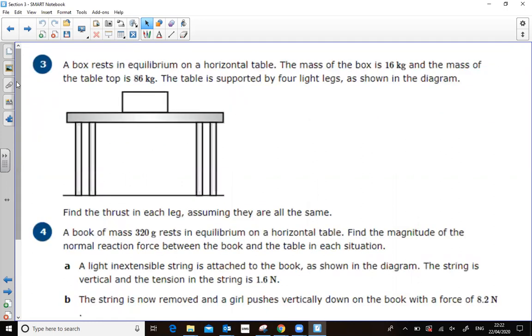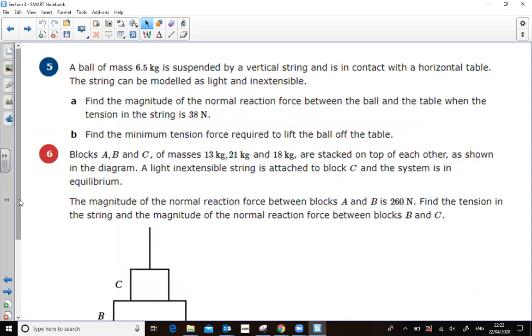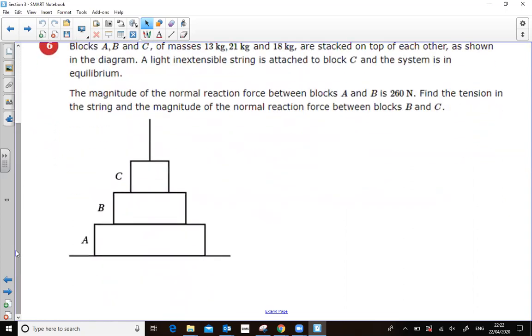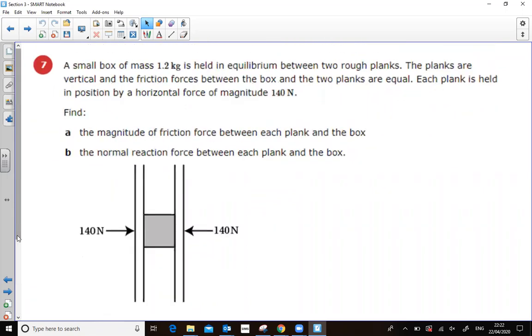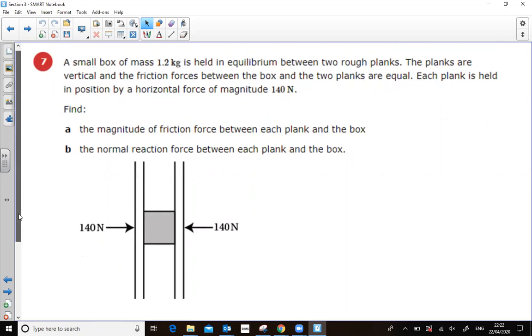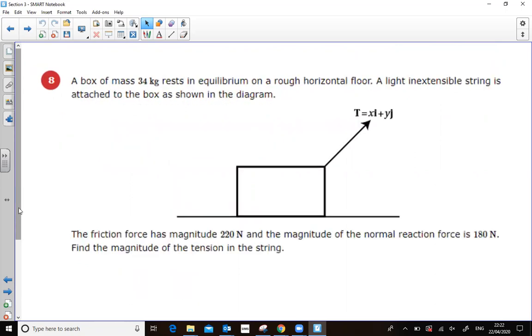Here, question 3 and question 4. Question 5 and question 6. Question 7. And the last one, question 8.